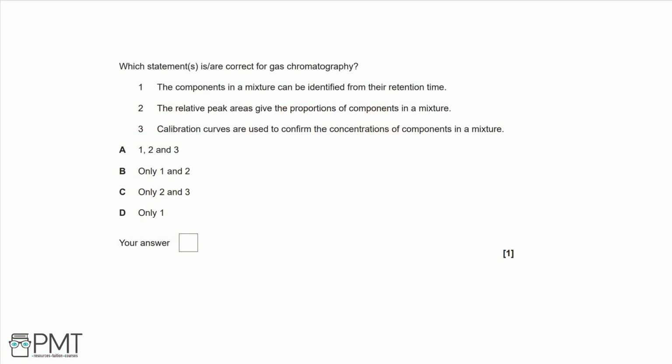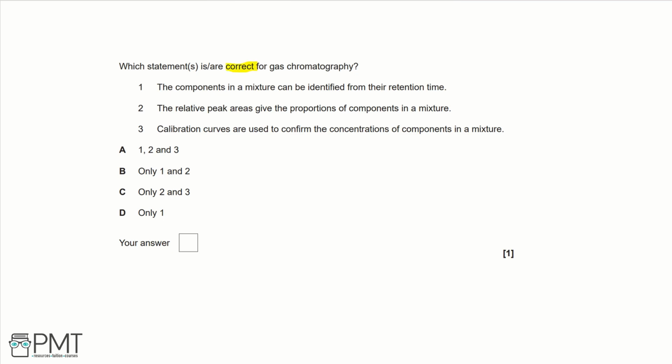Which statement or statements is or are correct for gas chromatography? 1. The components in a mixture can be identified from their retention time. 2. The relative peak areas give the proportions of components in a mixture. 3. Calibration curves are used to confirm the concentrations of components in a mixture. A. 1, 2 and 3. B. Only 1 and 2. C. Only 2 and 3. Or D. Only 1. So we're looking for which statements are correct.